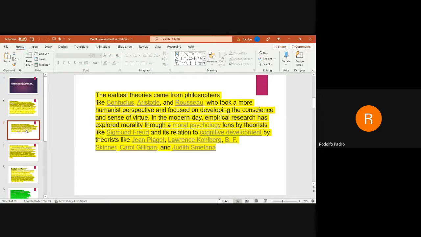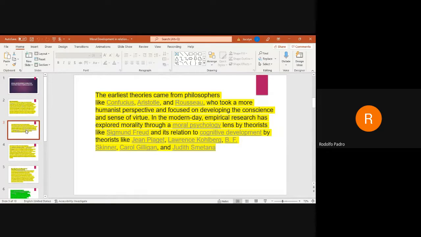the earliest theories came from philosophers. So of course everybody knows who is Confucius, the founder of Confucianism. Aristotle and Jean-Jacques Rousseau, who took a more humanist perspective and focused on developing the conscience and sense of virtue.